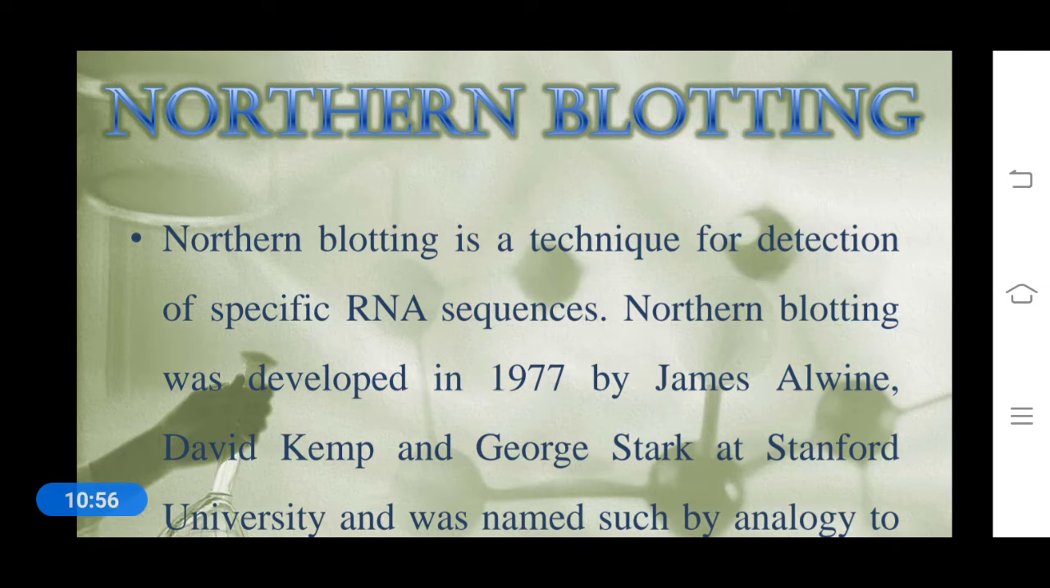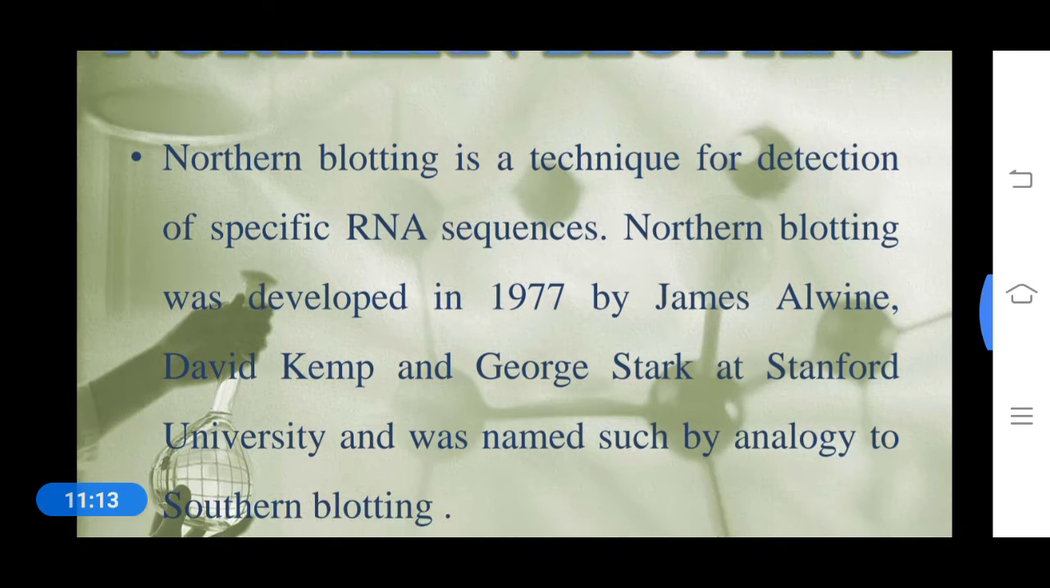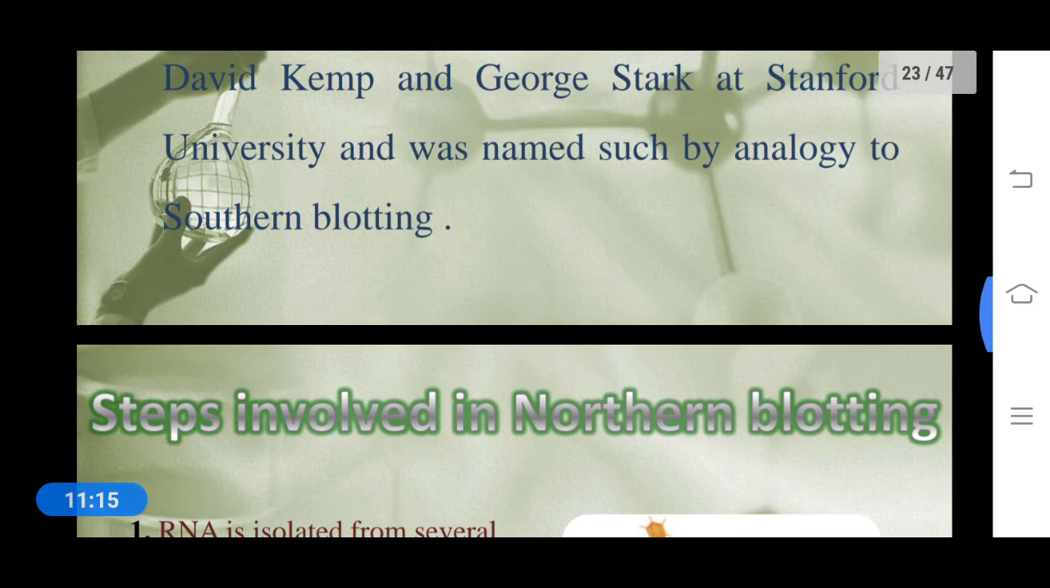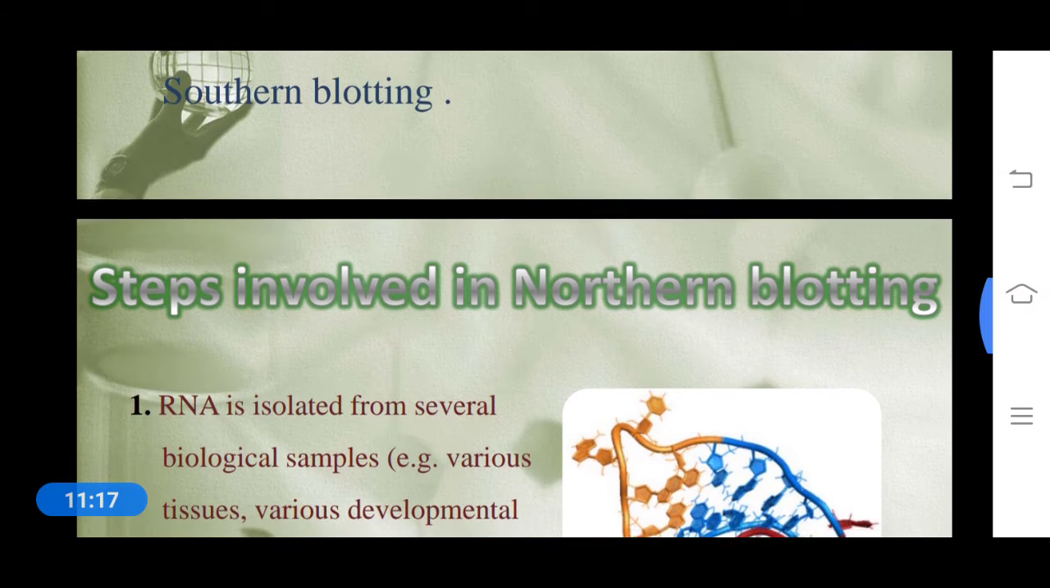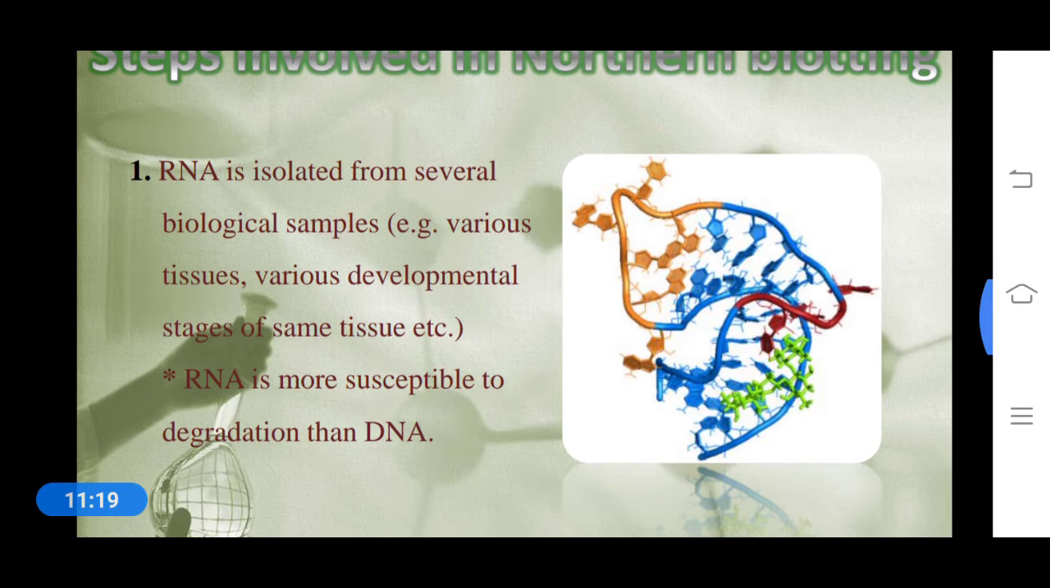The next method is Northern blotting. In Northern blotting, we can detect specific RNA sequences, and this was developed in the year 1977 by James Alwine, David Kemp, and George Stark. Okay, they developed this at Stanford University, and they named it Northern blotting after the name Southern blotting. And if you see the steps here, RNA is isolated.